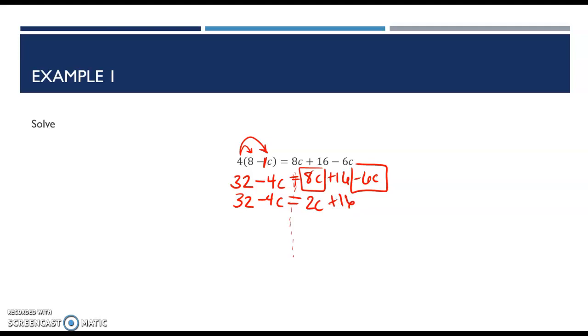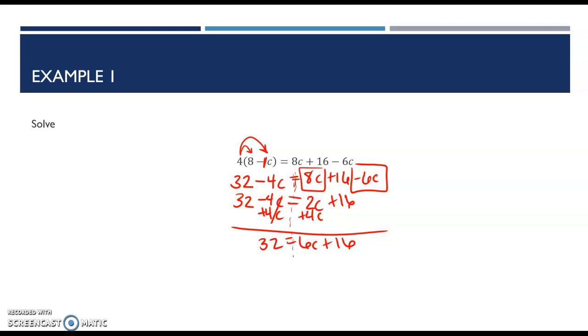Third question, do we have variables on both sides of the equal sign? The answer to that is also yes. I have a negative 4c on the left and a 2c on the right. So the smaller number is the negative 4c, so I'm going to add 4c to zero it out on the left-hand side. And so now we have 32 equals 6c plus 16.